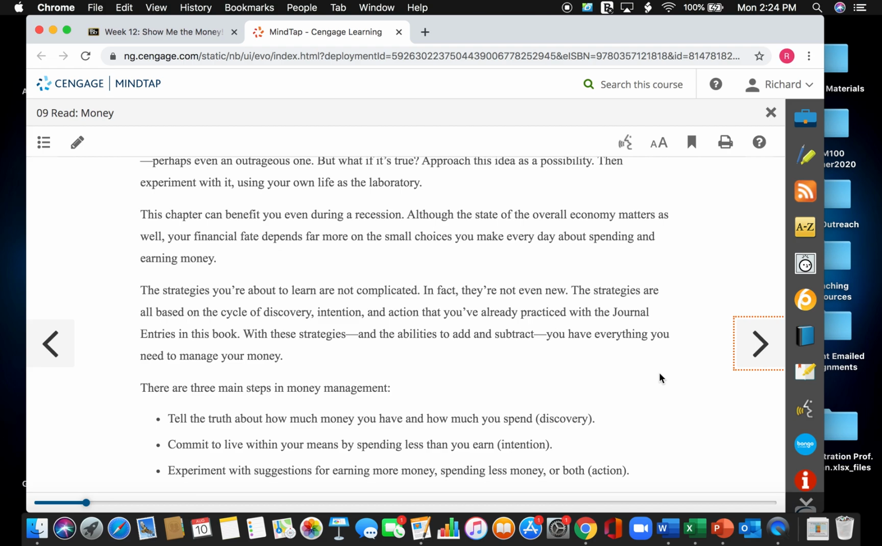The strategies you're about to learn are not complicated. In fact, they're not even new. The strategies are all based on the cycle of discovery, intention, and action that you've already practiced with the journal entries in this book.